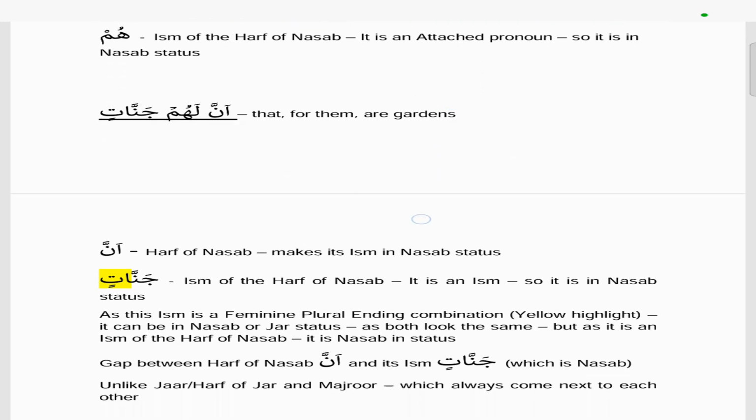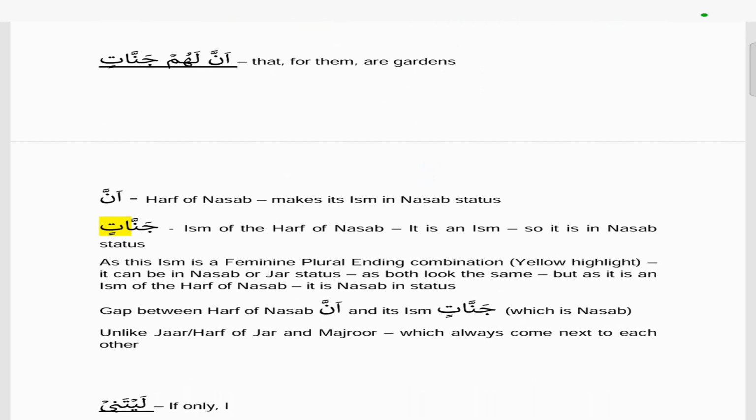And the next example would be anna lahum jannatin. So this means that for them are gardens.